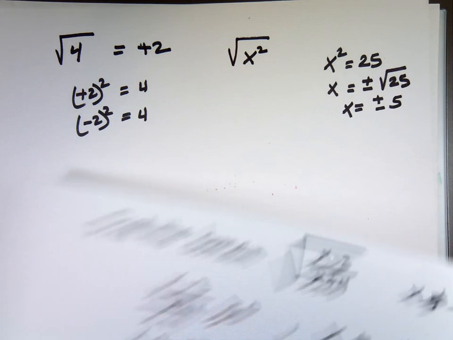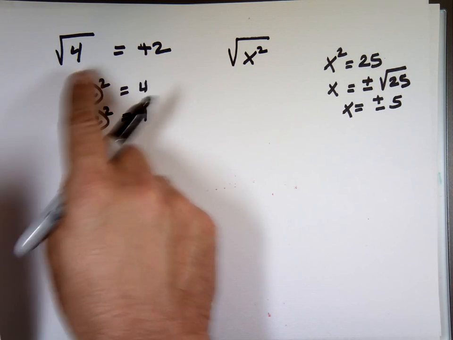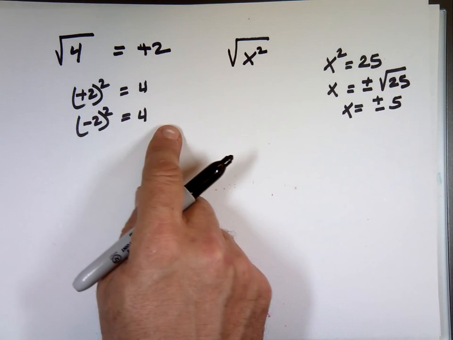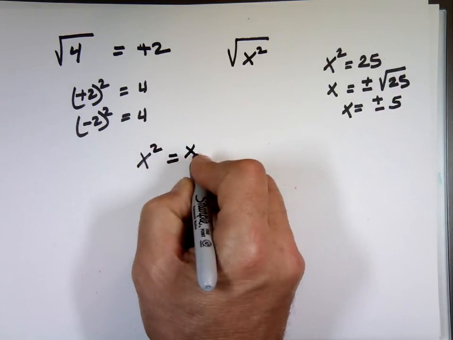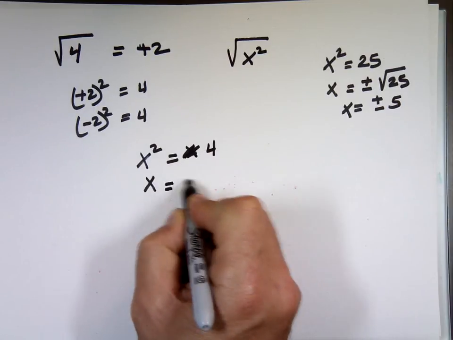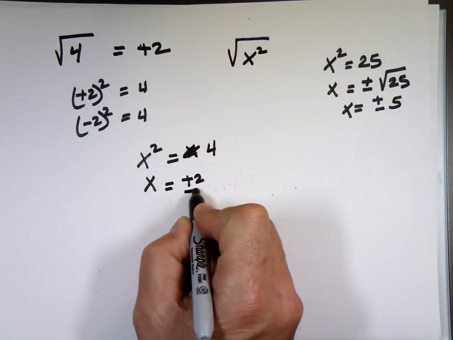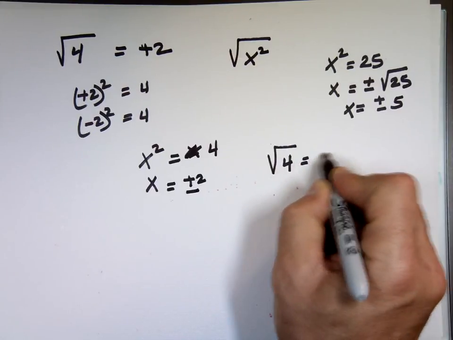But a lot of people see that and think it's plus or minus because they go, well, 2 squared is 4, negative 2 squared is 4. That's if it's written like this, x squared equals 4. What is x? x equals either plus 2 or minus 2. But once you see that square root symbol, it has to be a plus. Only plus. There's no minus to it.